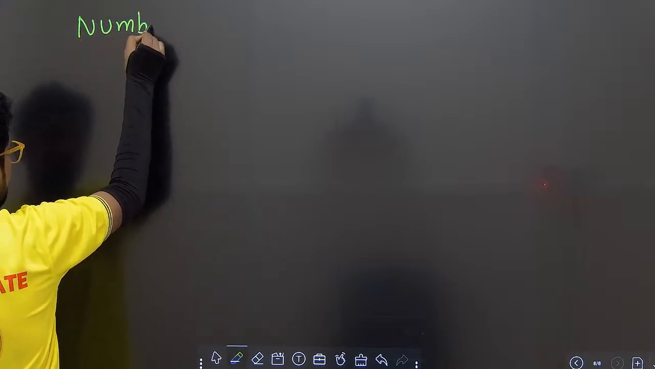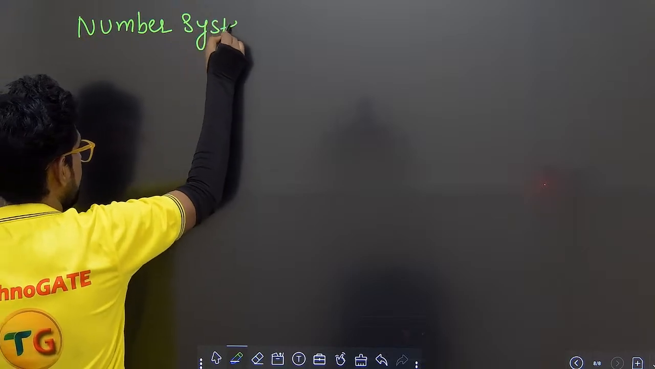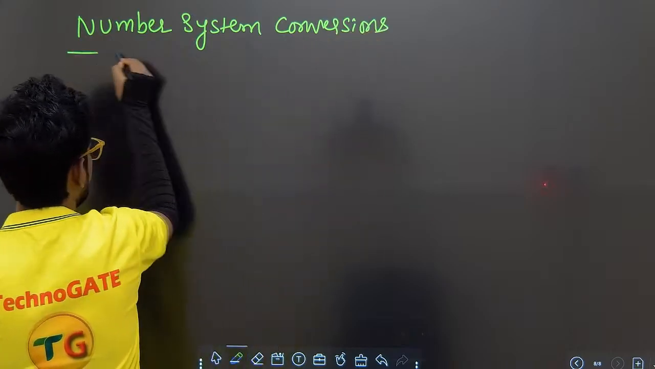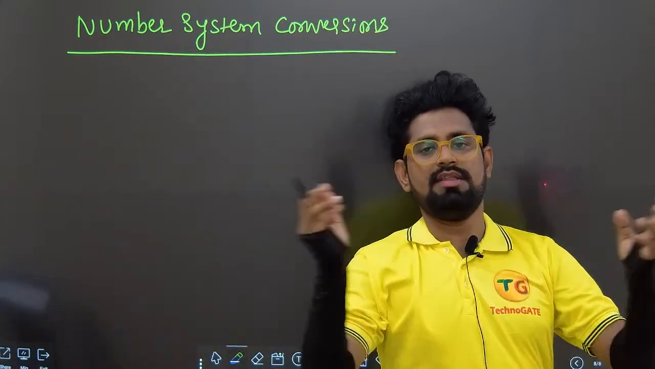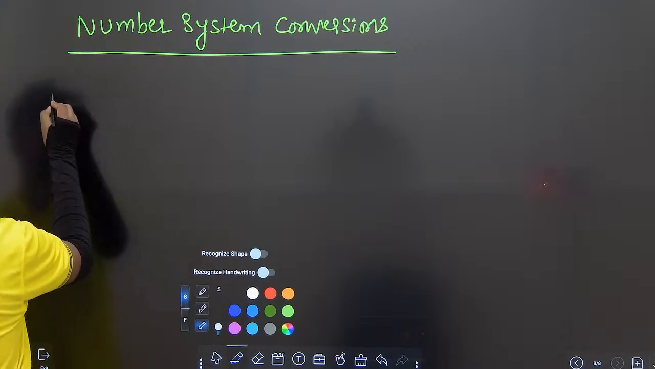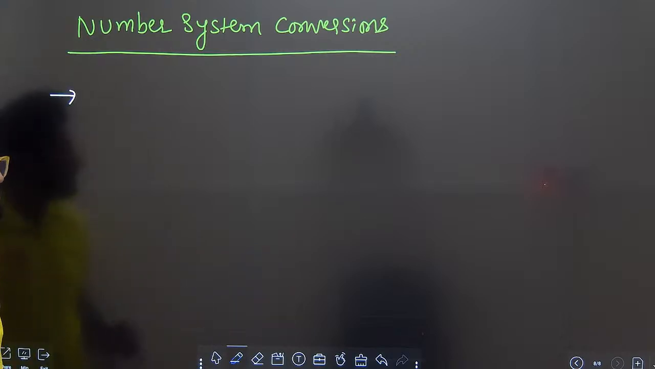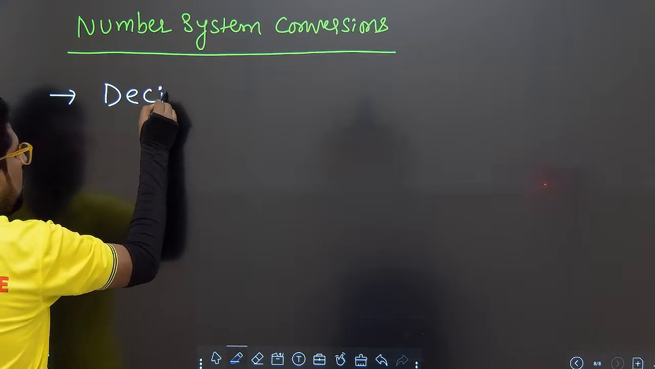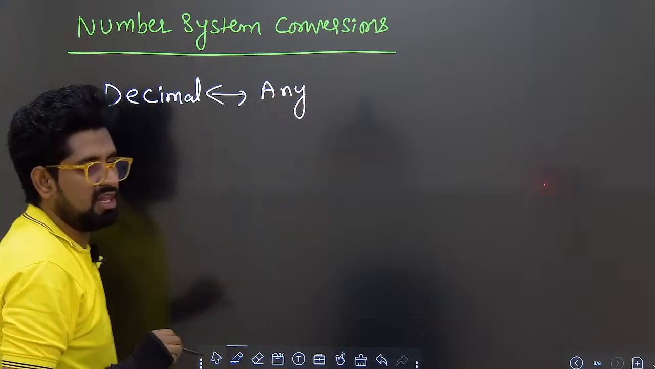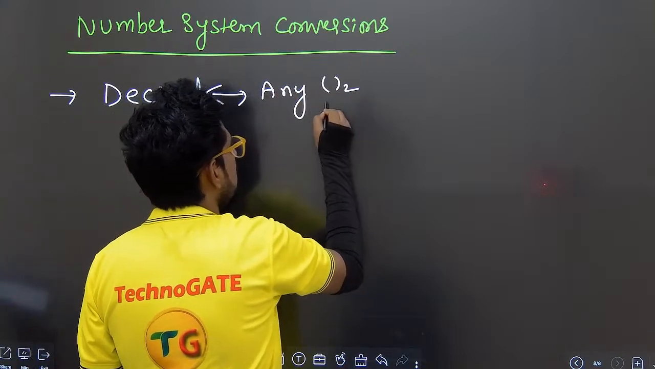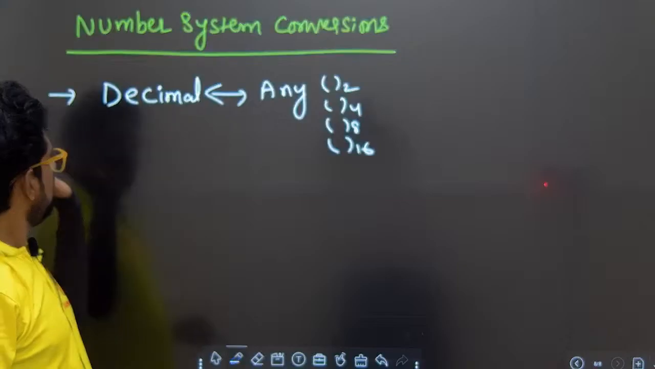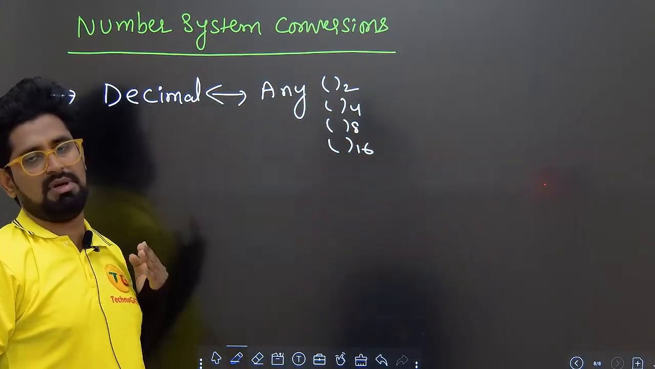So what are the various number system conversions we have? One to another. Let me write here. First, decimal to any and any to decimal. Any means either it may be base 2, base 4, base 8 or base 16. Okay, decimal to any and any to decimal.